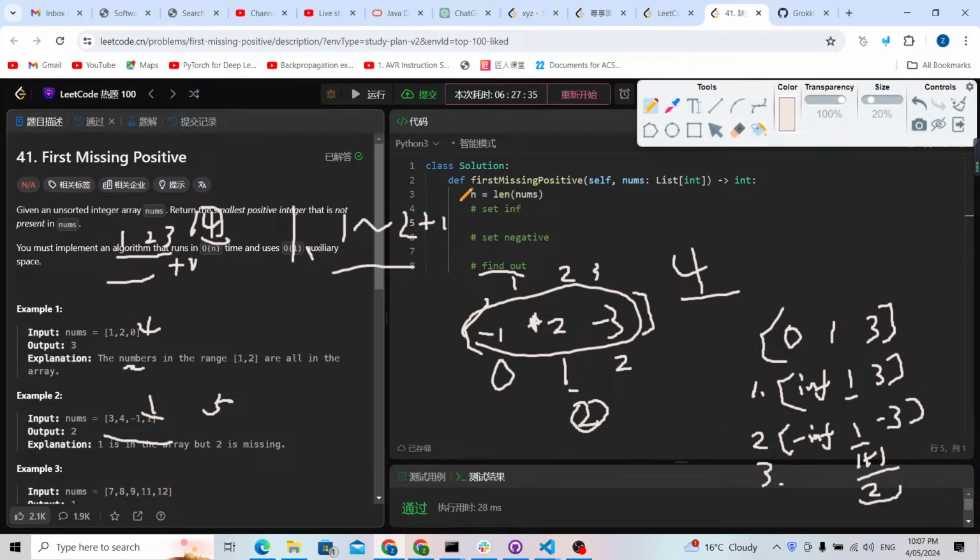Yeah, so this is why we have to follow such procedures to solve the problem, and that is why it is a hard problem. Normally, if you can't find such procedures, you cannot solve it. And the procedure is that we're going to use the index as our hash table to solve the problem.